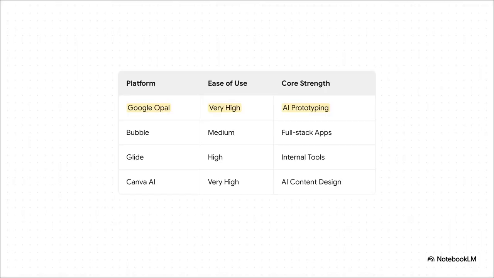So you might be thinking, well, isn't this just like Bubble or Canva? Not really. You have to put Opal in its own category. It's not trying to replace a powerhouse like Bubble for building a whole startup. And it's not a design tool like Canva. Its sweet spot, its core strength, is for building and testing these small AI-powered tools really, really fast. It's all about rapid AI prototyping.